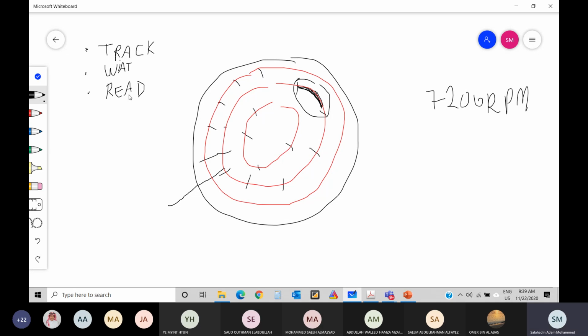Is this point clear or not clear, guys? Clear. Very good. Now this movement, moving the arm into the right track, we call it the seek movement. It's called the seek movement. The waiting here we call rotational delay. We call it rotational latency. So it simply means wait. So rotational latency.